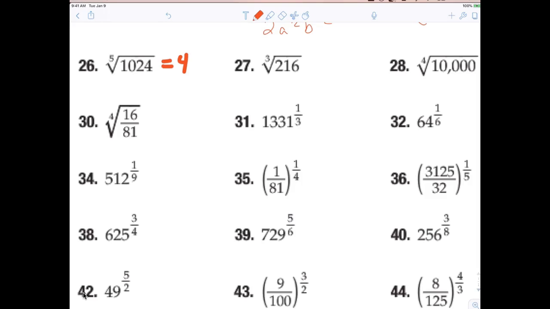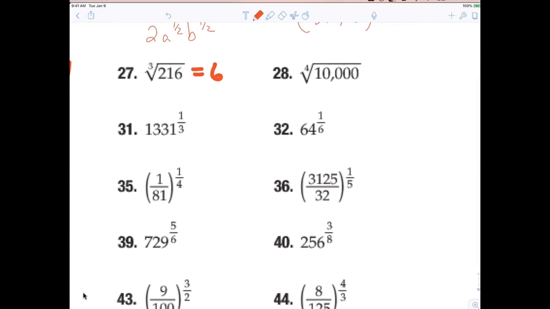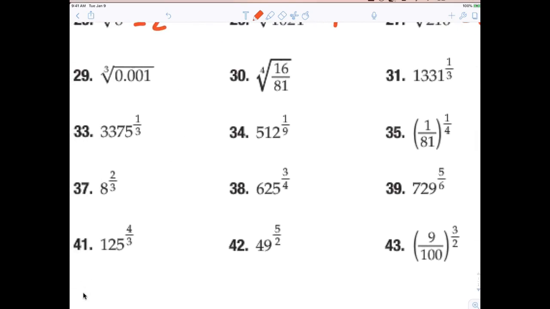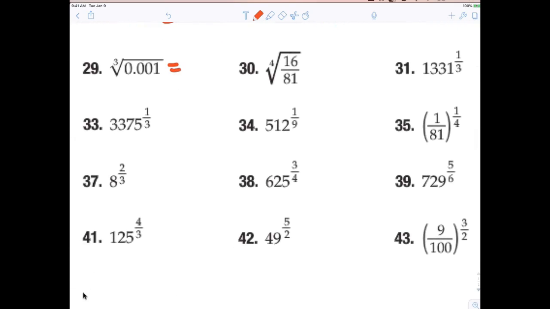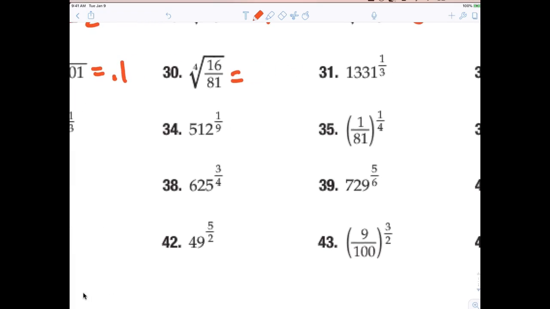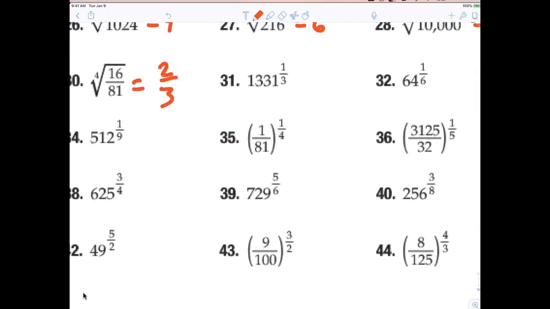What's the cube root of 216? It is 6. Thank you. Jack, number 28. 10. Good. You guys checking your work now, right? Ben, 29. I got 0.1. Good. 30. I got 2/3. 31. Kate.